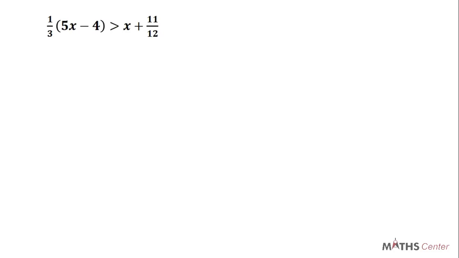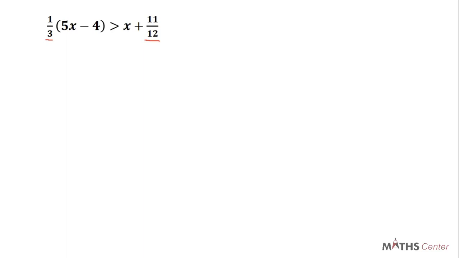So let's look at the first one. We have 1 over 3 into bracket 5x minus 4 is greater than x plus 11 over 12. So if you have this, how do we solve it? Now you can see from here that it involves a fraction. If the inequality given to you involves a fraction, the first thing you need to do is to first identify the fractions. So in this inequality given to us, the fractions are 1 over 3 and 11 over 12.